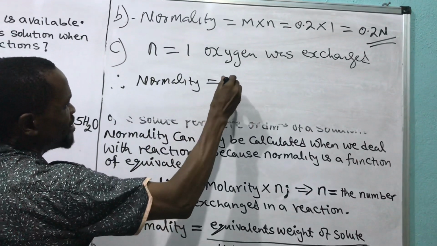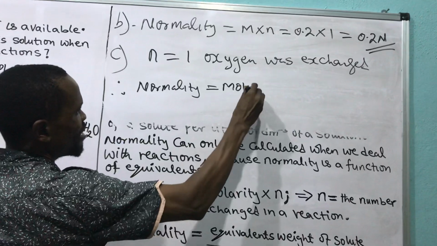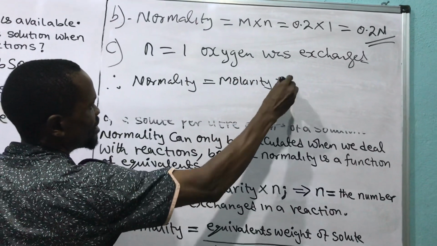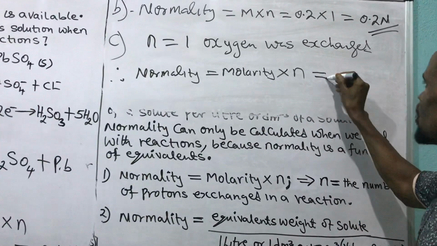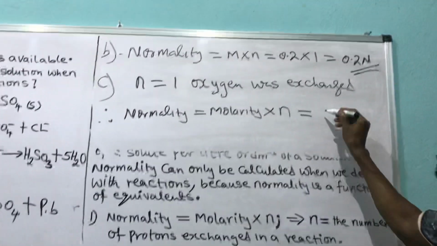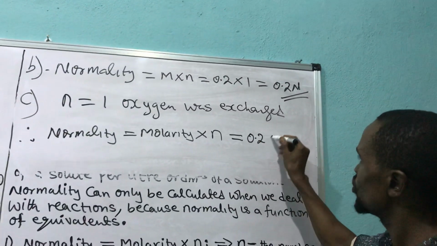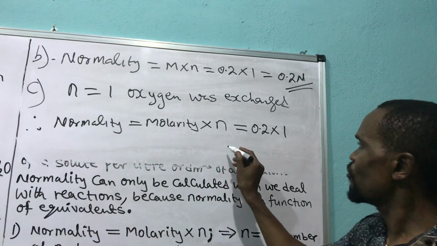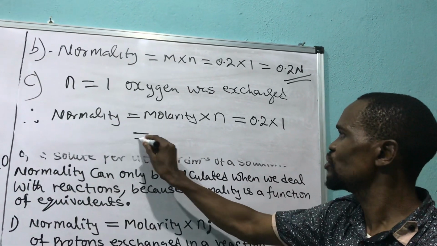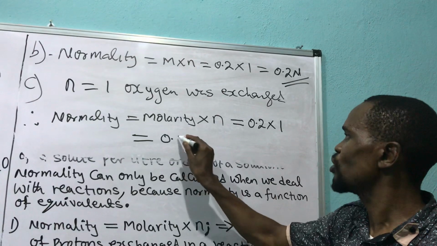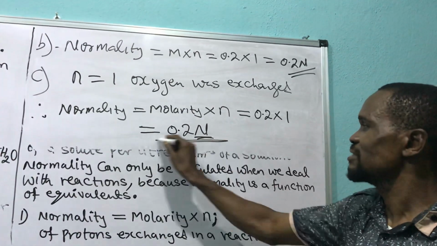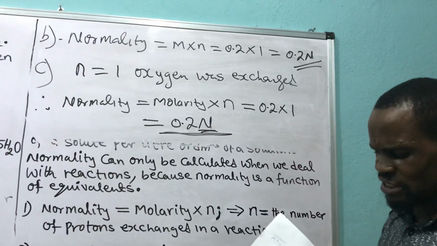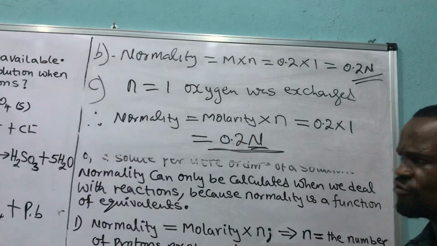equals molarity times n. And what is our molarity? Molarity is 0.2 times 1. Therefore, my normality of this question becomes 0.2 N. N stands for normality. Are you getting what I'm saying now? So this is the answer to the questions they gave us.